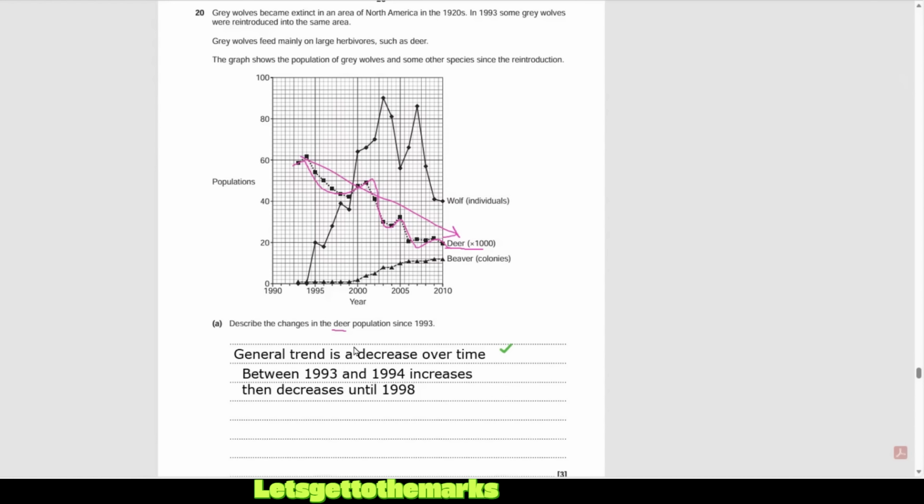So I've just described a little bit more of the pattern. Basically, there are some fluctuations. So it fluctuates even though there's a general or overall downward trend. So although the population is going down, I'm proving that it fluctuates. I'm saying, look, it increases, then it decreases. So I'm showing that fluctuation.